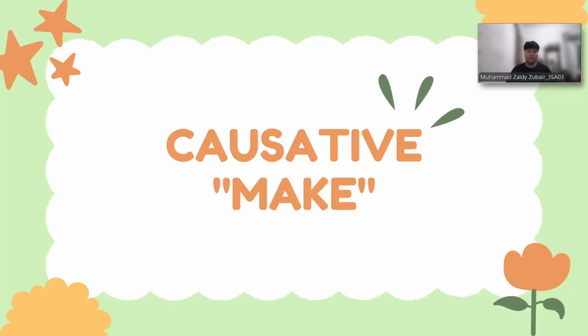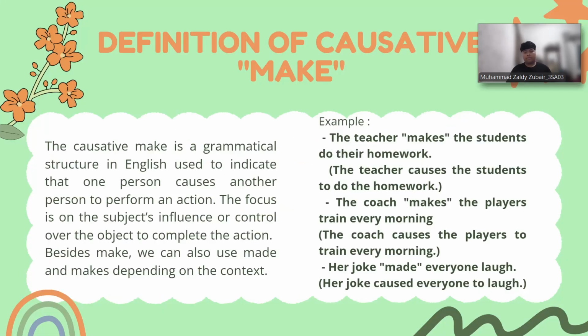Causative make. This is the last causative. Definition: causative make is a grammatical structure in English used to indicate that one person causes another person to perform an action. The focus is on the subject's influence or control over the object to complete the action. Besides make, we can also use made and makes depending on the context.